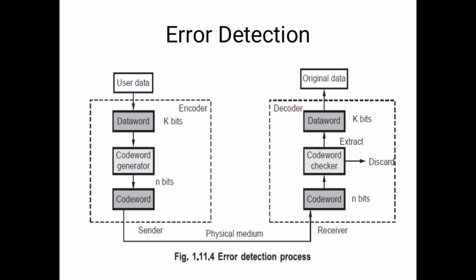Error detection. In this, the user data is transmitted as data words of K bits, and these data words are converted into code words, so that the data becomes more secure in transmission, and the data is error free during the transmission in the physical medium. Once the receiver receives these code words of n bits, they are converted back to the data word, that is decoded as K bits, and the original data is received successfully.